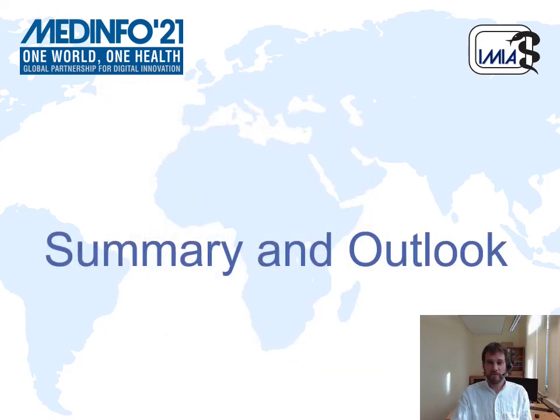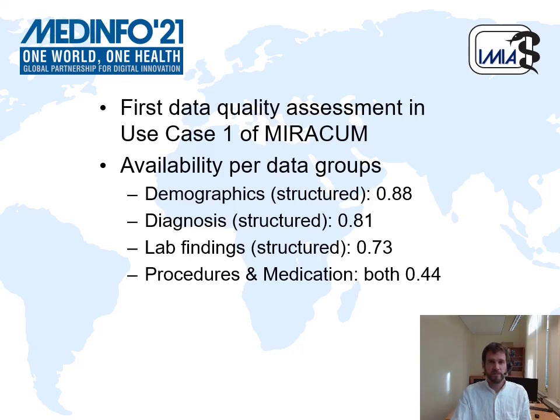So, to summarize, this has been the first data quality assessment in the Miracum Use Case 1 work group, based on data elements derived from 50 clinical trials. We have found the lab findings, the diagnosis and the demographics data groups to be available in 73 to 88% in our sample, while medication and procedure data groups were available in only 44% of the 436 cases.